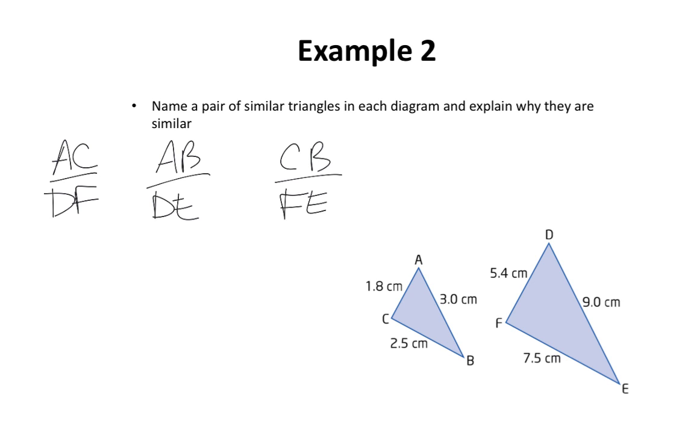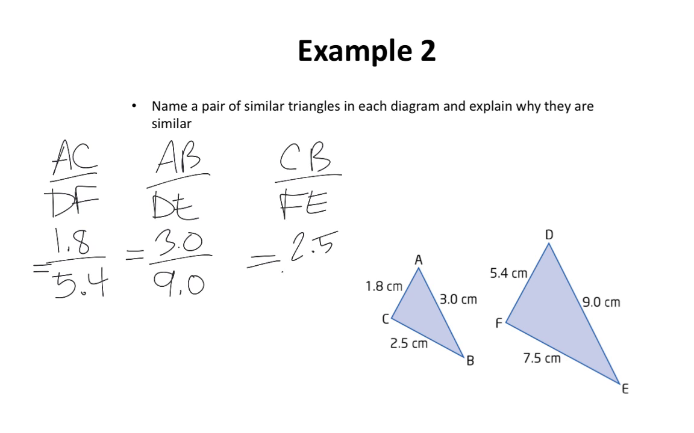Start substituting in our numbers. So I have 1.8 over 5.4. Here I have 3.0 over 9.0. And over here I have 2.5 over 7.5. If you simplify this into a fraction, you should get 1 over 3. So as you can see, the ratio of corresponding sides are all equal.